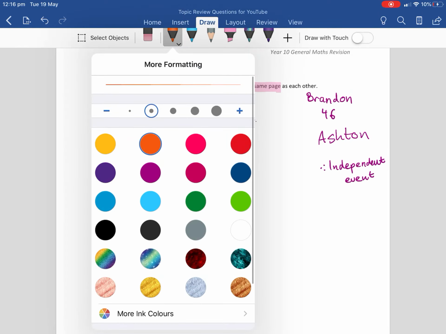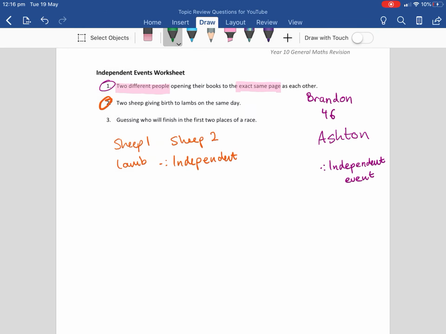Okay, last one. Let's go green. Number 3. So, guessing who will finish in the first 2 places of a race. So the first 2 places is first and the next one is second.